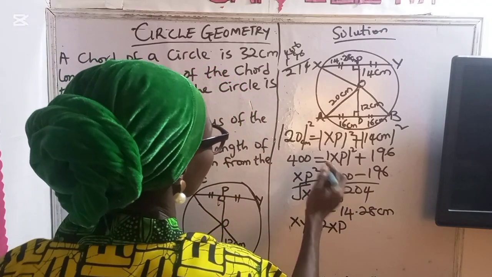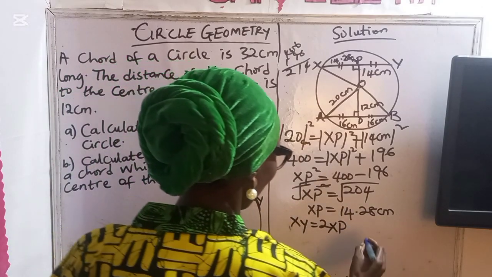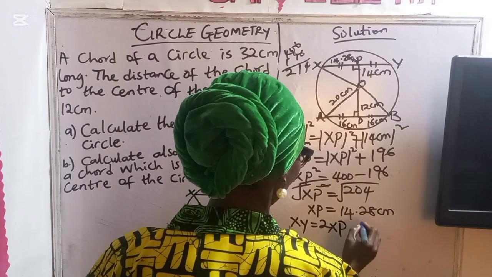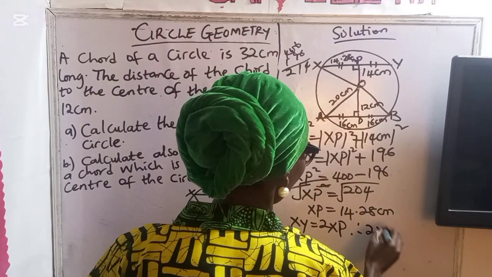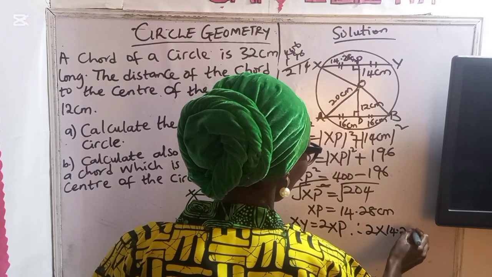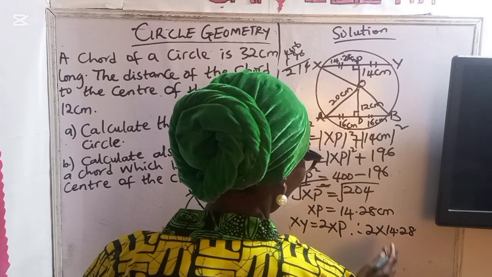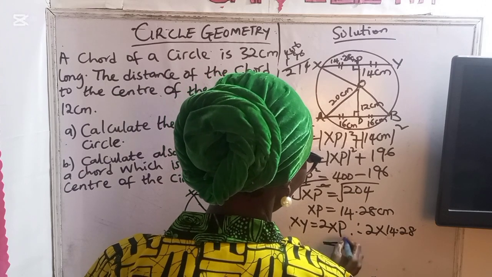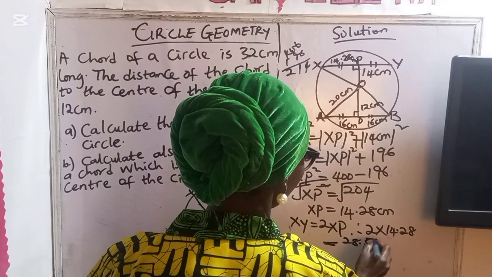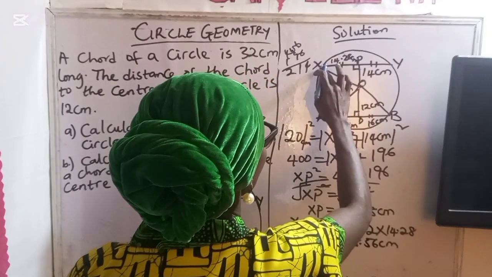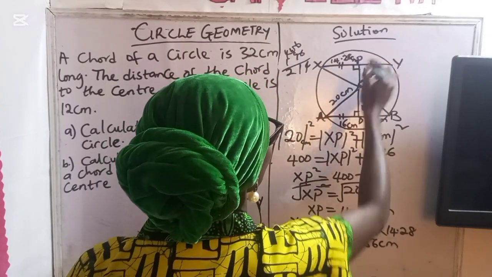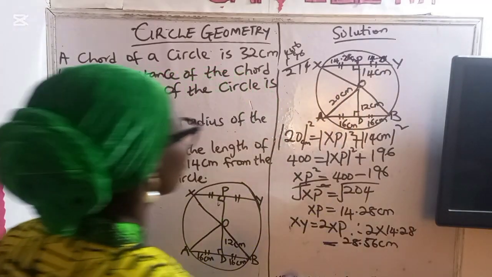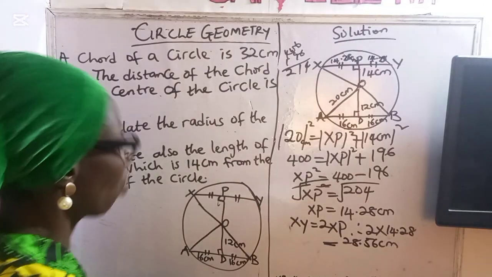And if we are able to get this XP, then XY will be 2 times XP. 14.28 times 2, therefore it will be 2 multiplied by 14.28. Our answer will be 28.56 centimeters. That is the distance from this X to this Y. By the time we calculate it together, we get 28.56.